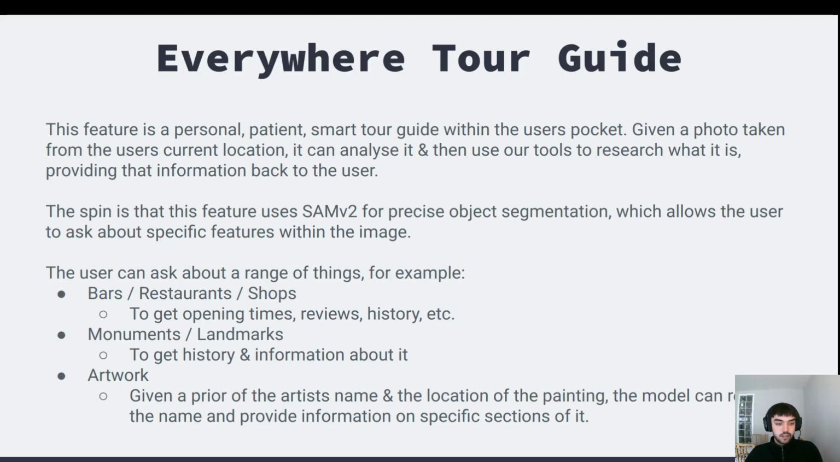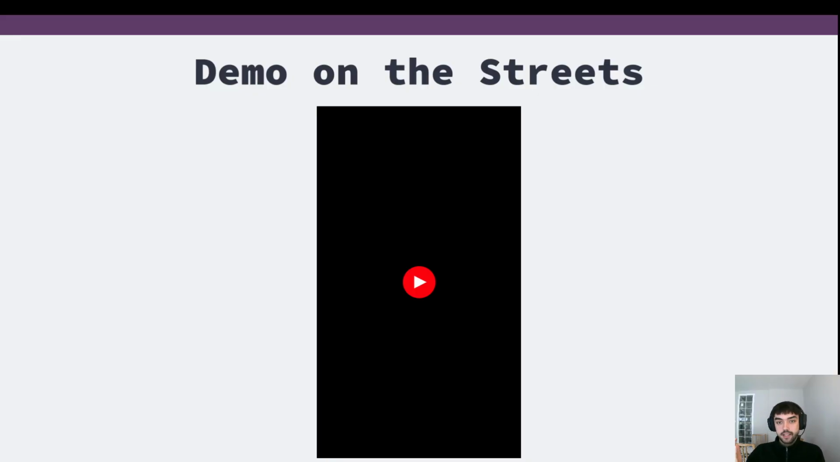The more interesting things the user can ask about are monuments, landmarks, and artworks. And this is where the SAM feature really shines, because they can ask about specific sections of landmarks or specific sections of artwork. We'll go into a bit more detail on this later in the video where we do a demo of this. Before that, I have a demo on the streets where I go around my local area and test it out and see how it performs.